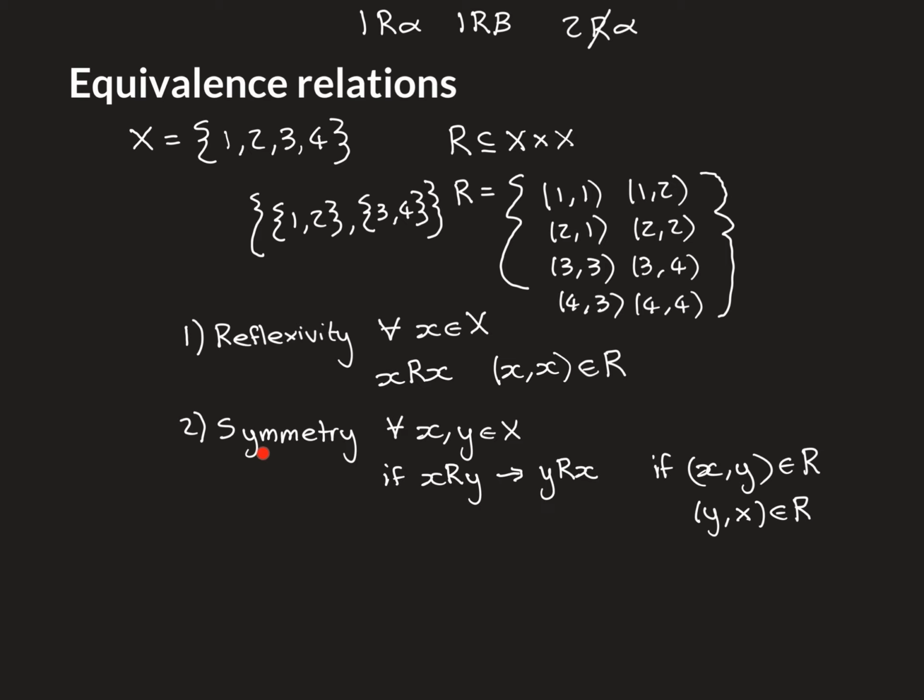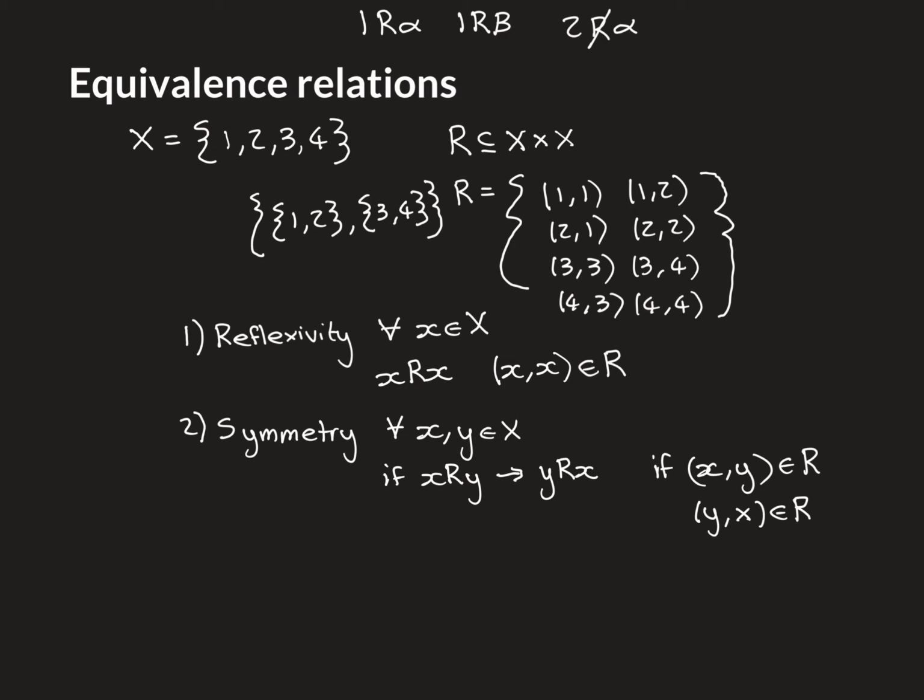Second axiom is called symmetry, and this says that for all little x and little y in your set big X, if x is related to y, i.e. you want x to be in the same equivalence class as y, then y must be related to x, i.e. you want y to be in the same equivalence class as x. So this is called symmetry because it means that you want the two symmetrical ordered pairs to have to be in the relation. And you can see that R1 up here has obeyed both reflexivity and symmetry.